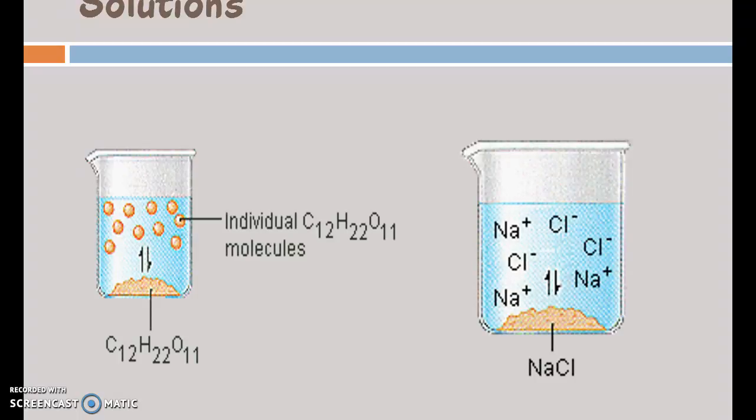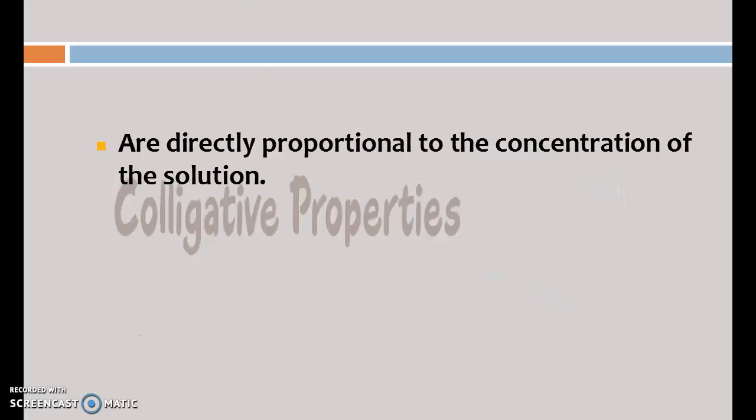So these are just some pictures here to show you what's going on. If we look here, we've got the sugar, it's dissolved, and all those little molecules still stick together. On the right-hand side, though, we see the sodium chloride, and you can see that in solution we have a whole bunch of Na plus and Cl minus floating around in that solution.